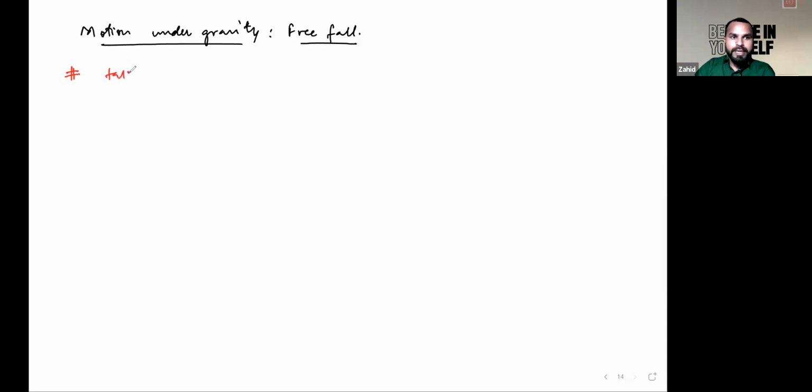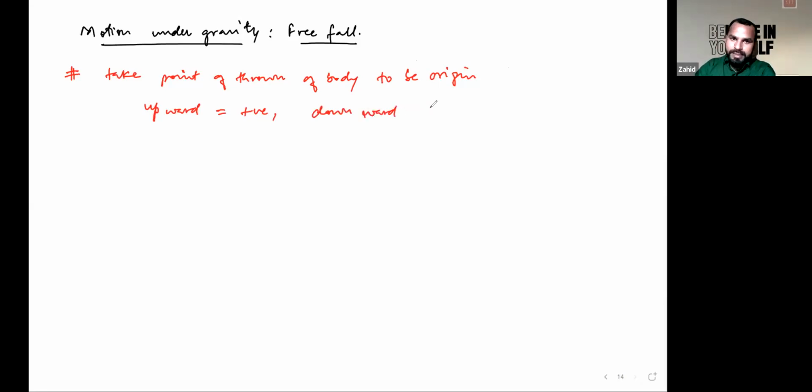First, for any problem, take the point of throw of the body to be the origin. On the basis of this origin, since in the coordinate system all quantities above the origin are along the positive y-axis, they will be taken as positive, and along the downward direction, towards the negative y-axis, they will be taken as negative. So using this, all upward terms would be positive and all downward terms would be negative. Mohammed Umar, is it clear up to this part?